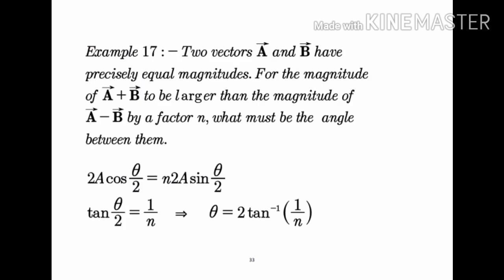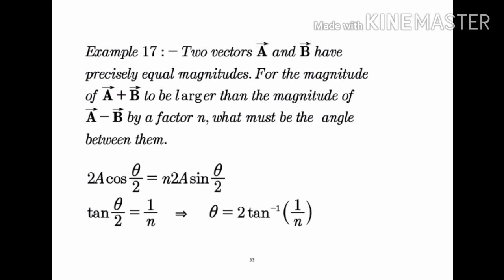Next one, two vectors a bar and b bar have precisely equal magnitudes. For the magnitude of a bar plus b bar to be larger than the magnitude of a bar minus b bar by a factor n, what is the angle between them?